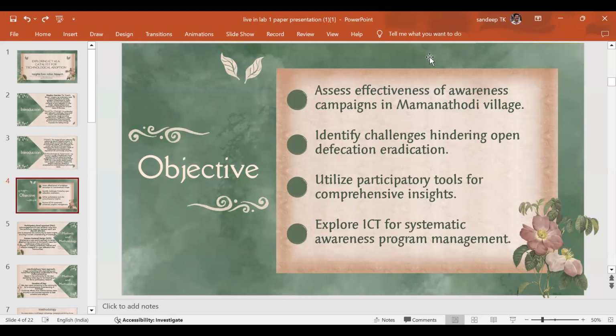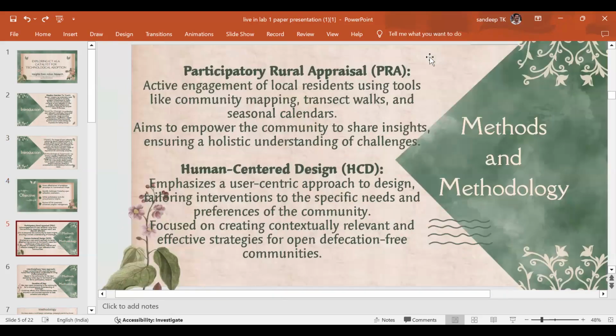Utilize participatory tools for comprehensive insight, and also explore ICT for systematic awareness program management. So PRA is active engagement of local residents using tools like community mapping, transit walks, and seasonal calendars. It aims to empower the community to share their valuable insights, ensuring a holistic understanding of challenges.